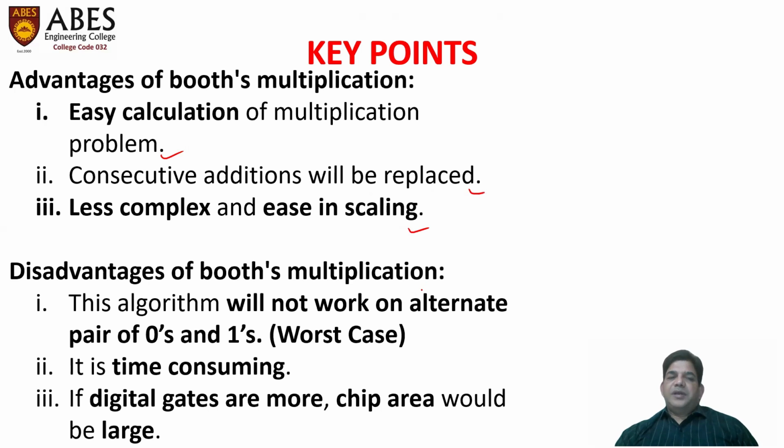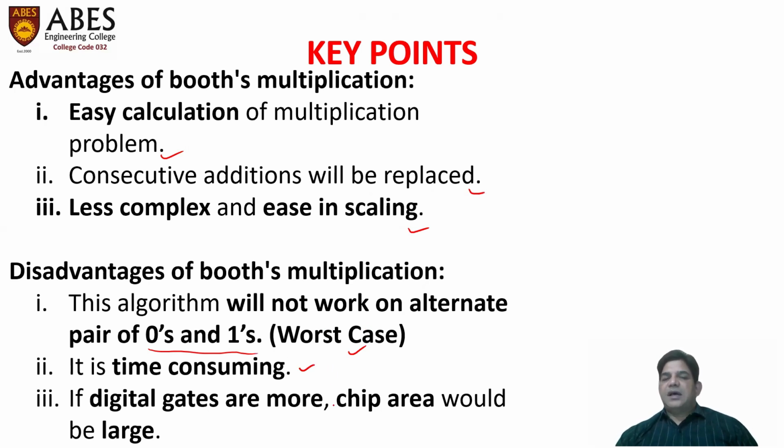Disadvantages of Booth multiplication: this algorithm does not work well on alternate pairs of zeros and ones, because this is the worst case. In this case the complexity is more because every time we have to perform either the addition or the subtraction in the partial product, and it is a time-consuming process.